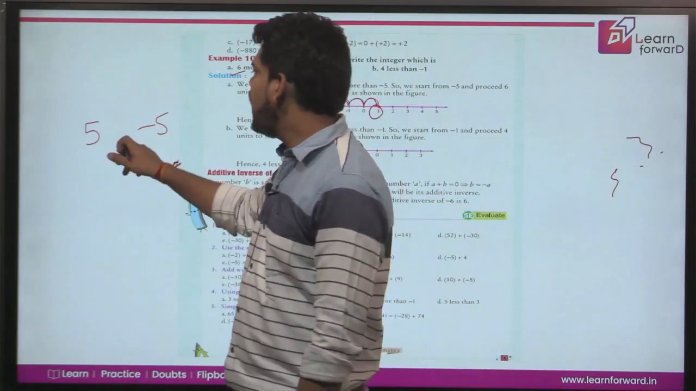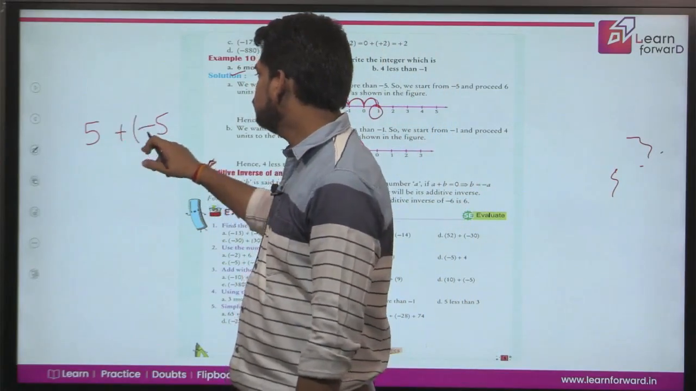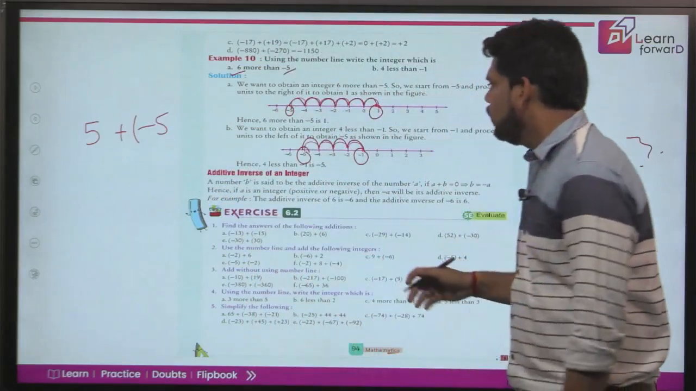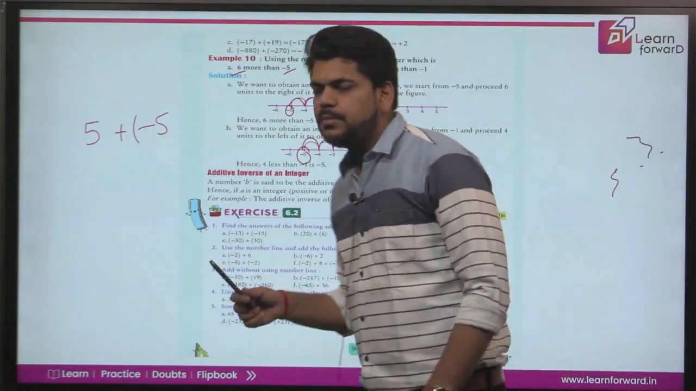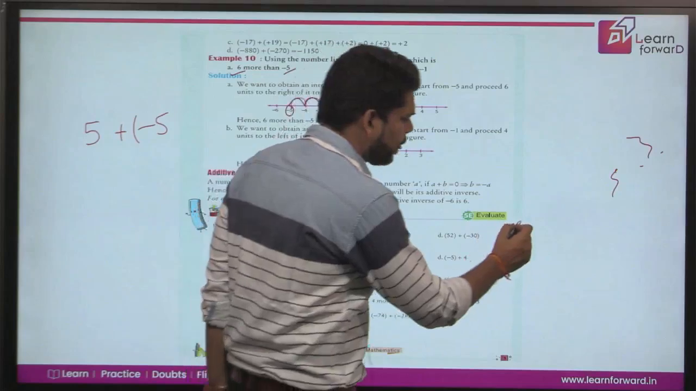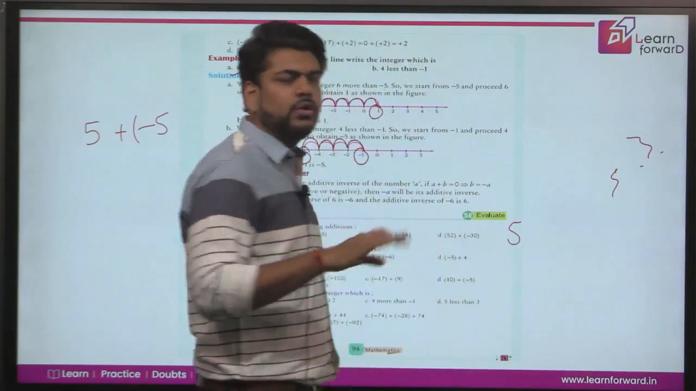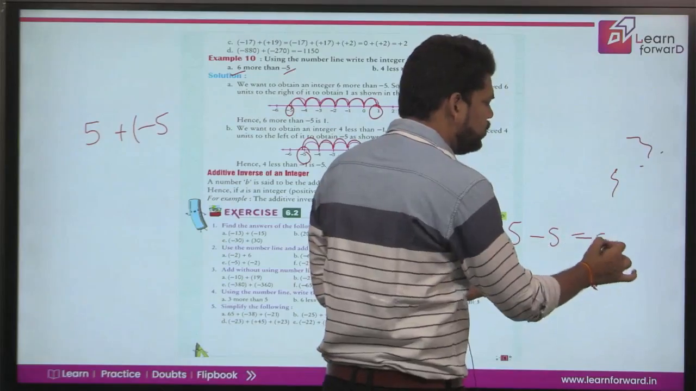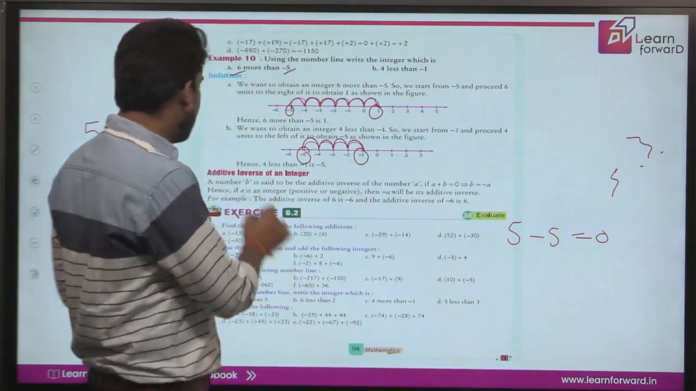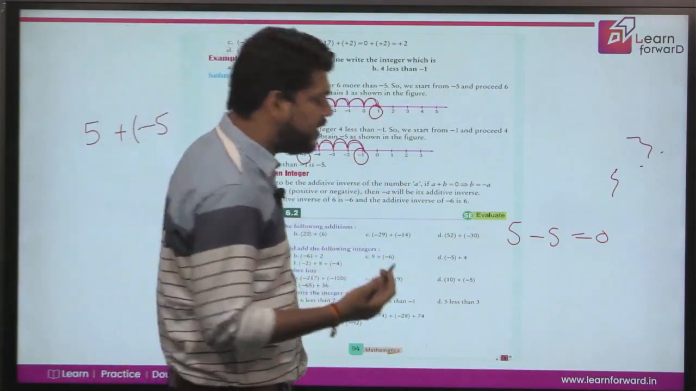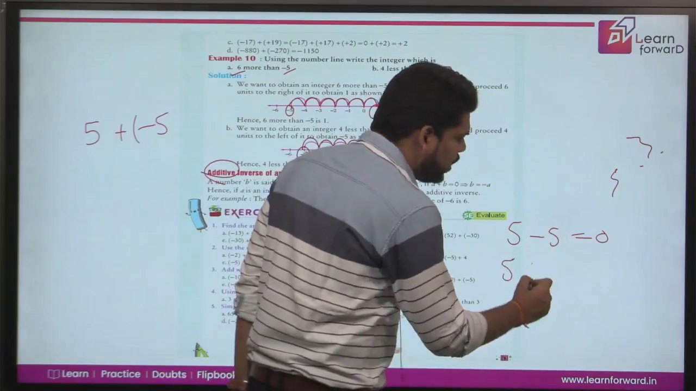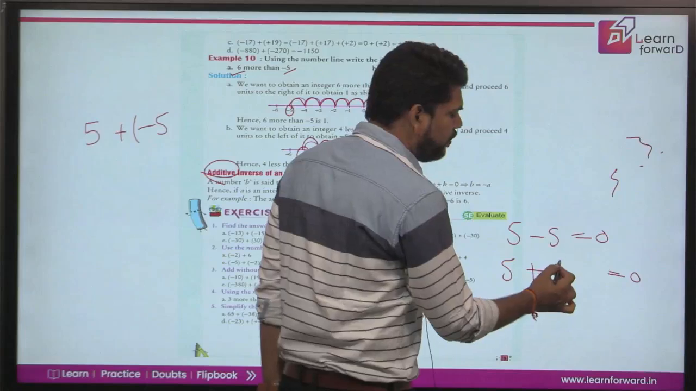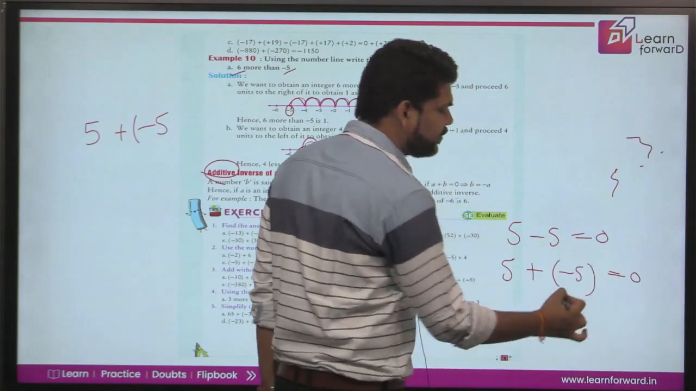And whenever we add them, okay, let's suppose I am having 5 toffees and you took it back. That means minus 5 is equal to 0. But the question is saying additive. What should be added? So how can I write this? What should be added to 5 so that the answer is 0? What should be added? Minus 5.